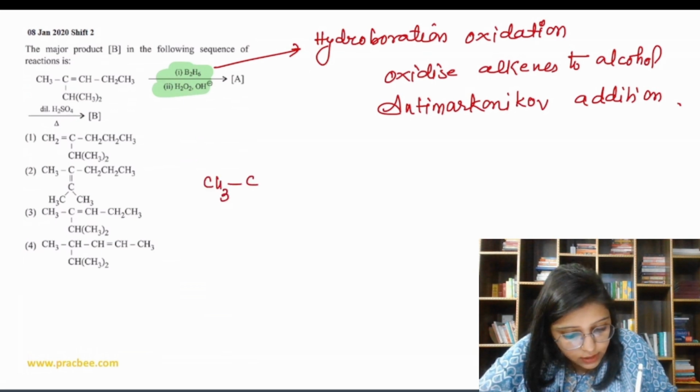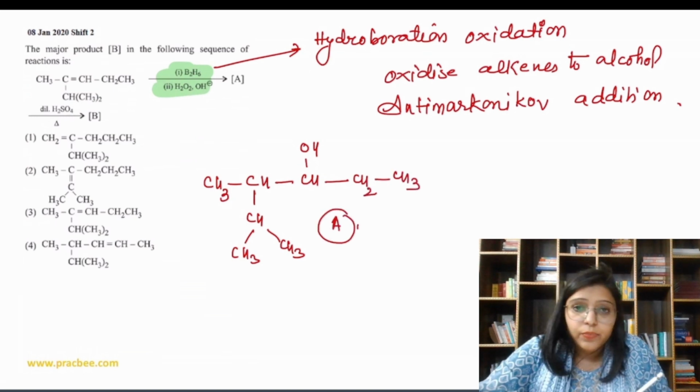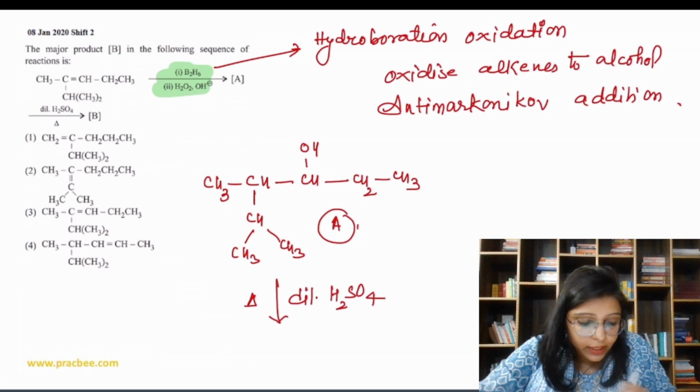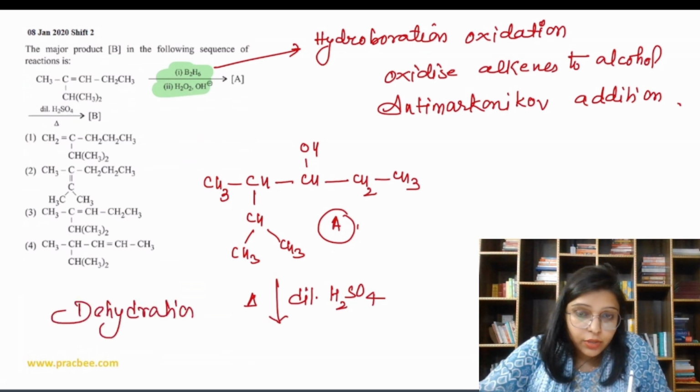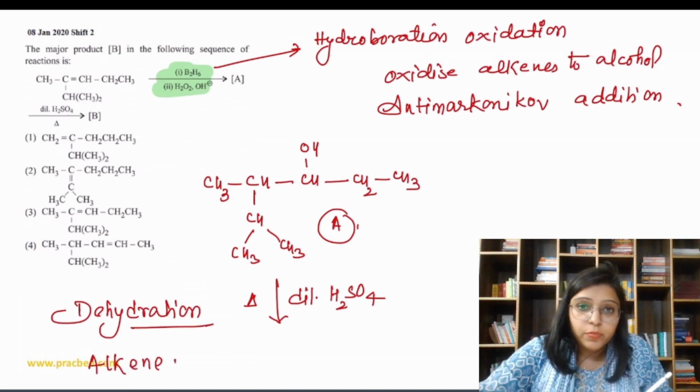So what do we get? We get CH3, CH, CH3, CH3. Here we write H and here we write OH. Then CH2, CH3. So this is A. Now we have dilute H2SO4 and heat. It means we have to do dehydration, and from dehydration we should be getting an alkene.